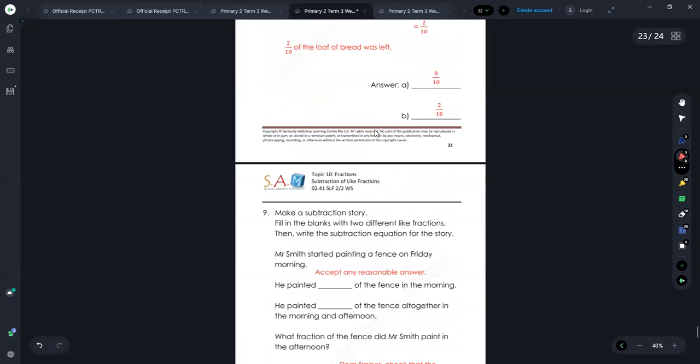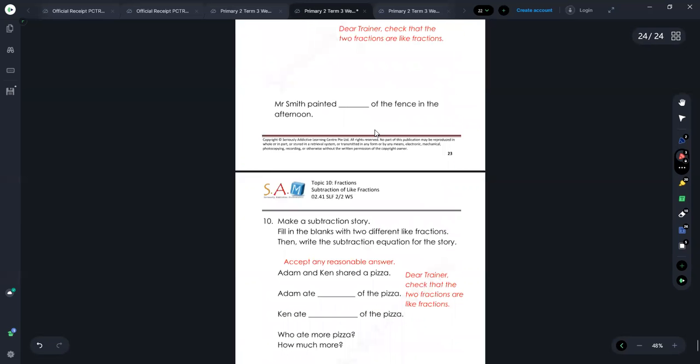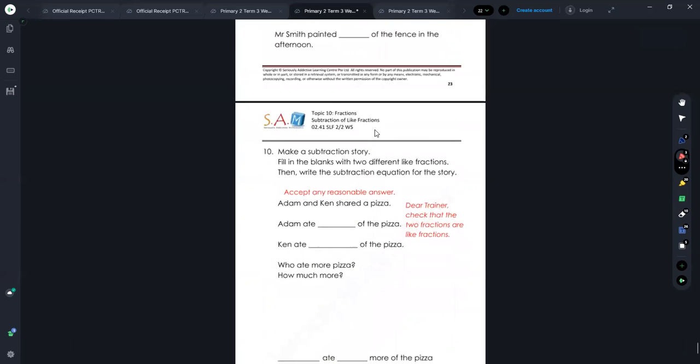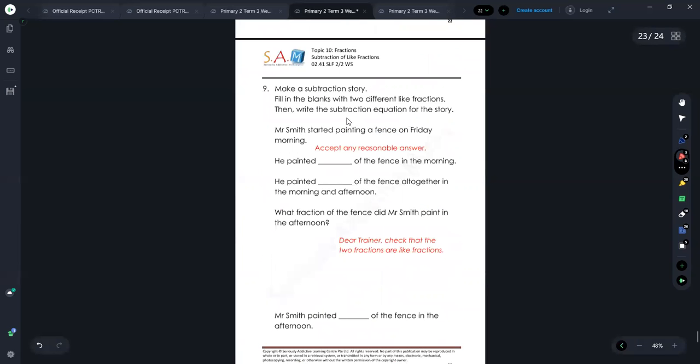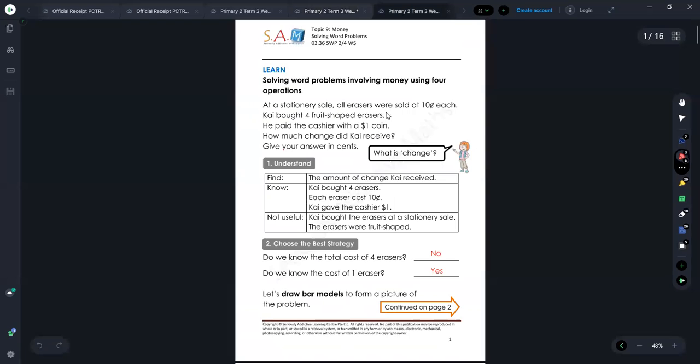Okay, and then the rest can be assigned as homework. So you might want to do a subtraction story with them as well, maybe question 9. Okay, now the challenging one is the word problem actually.